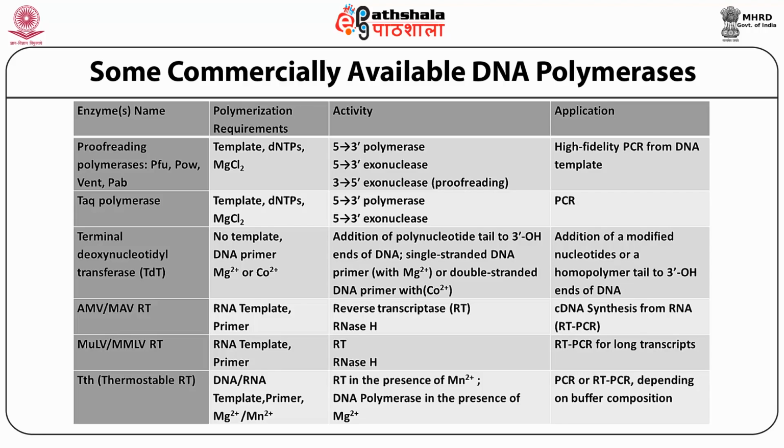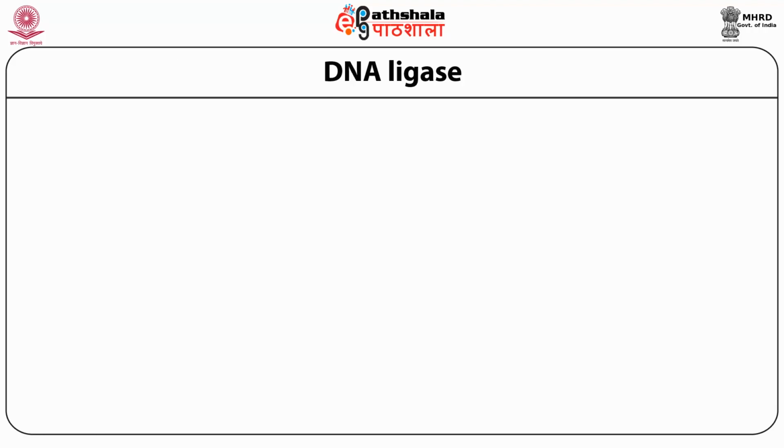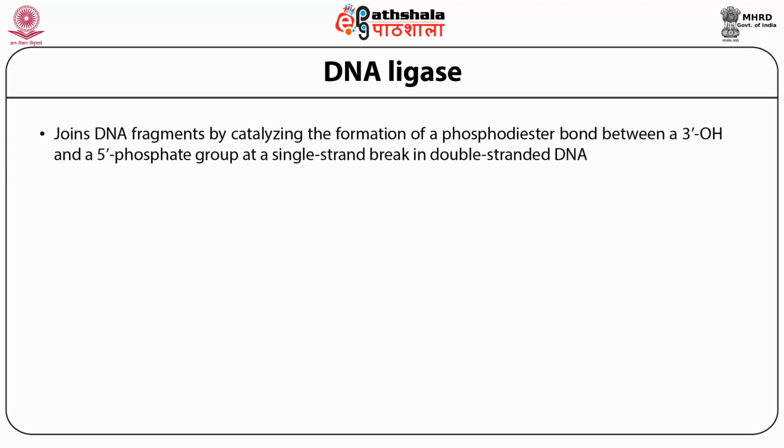And using a primer in the presence of magnesium or manganese ion, it may show polymerase activity or reverse transcriptase activity depending upon the template available and the ion present. DNA ligases. These are the enzymes that join DNA fragments by catalyzing the formation of a phosphodiester bond between a 3' hydroxyl group and a 5' phosphate group at a single strand break or in a double-stranded DNA.